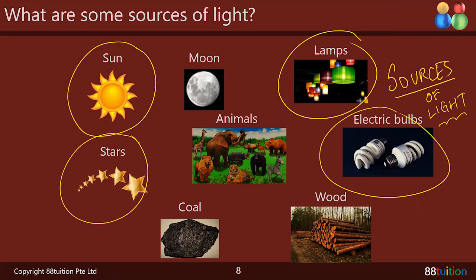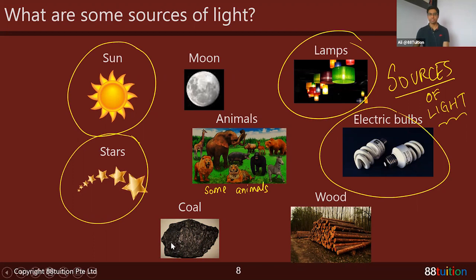Probably some animals are a source of light. Very good. Fireflies. Okay. Thank you, Chloe. Some animals. Very good. Thank you, Chloe.